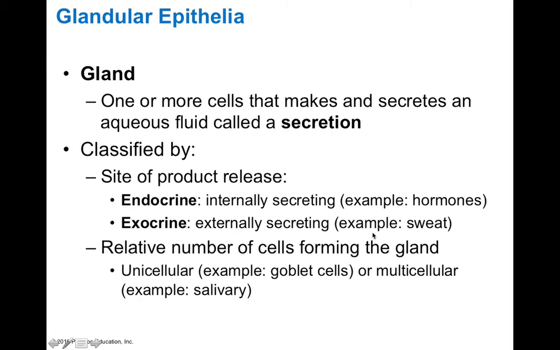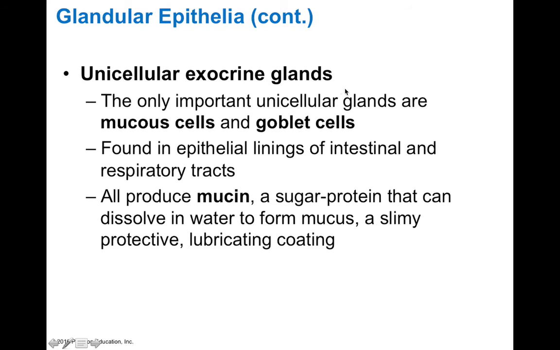tract, for digestive juices. Now, the relative number of cells that form the glands will tell us whether it's unicellular or multicellular. A unicellular example of this type of gland is the goblet cell, which we saw in the pseudostratified ciliated columnar epithelium, or multicellular, which includes your salivary glands. So the unicellular exocrine glands are things like mucus cells or goblet cells. These you only find in epithelial linings of your intestine and respiratory tracts. They actually produce something called mucin, which is kind of a sugary protein that dissolves in water to form mucus, and it's slimy and protective and lubricates as a coating.